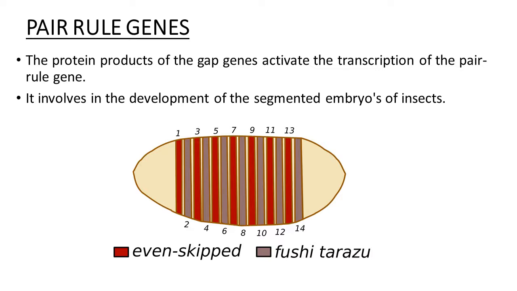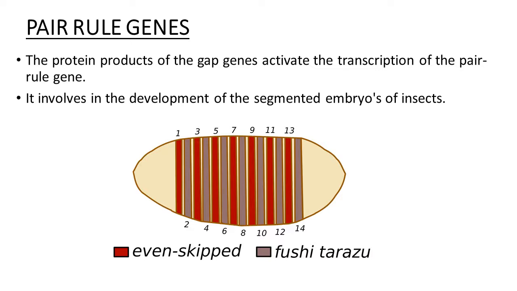Right, we had studied about gap genes. Now the gap genes are activating what? The next set of genes, that are pair rule genes. The protein product of gap genes activates the transcription of the pair rule genes. The things are going in a step by step manner. Right, one set of genes is activating the next set of genes.